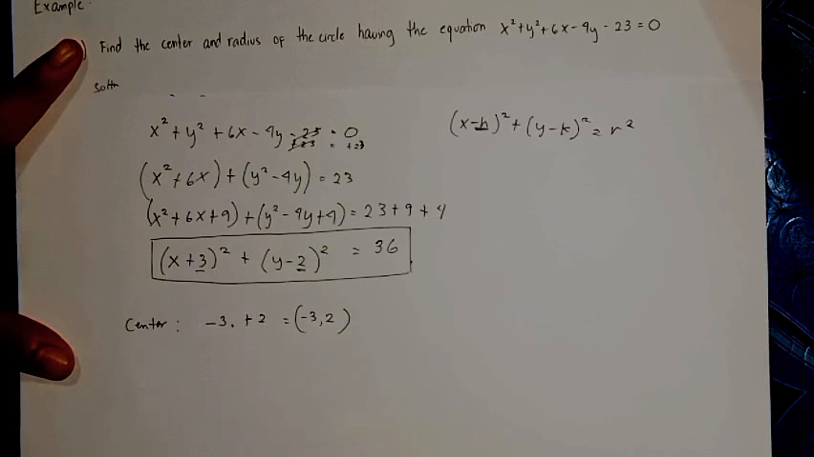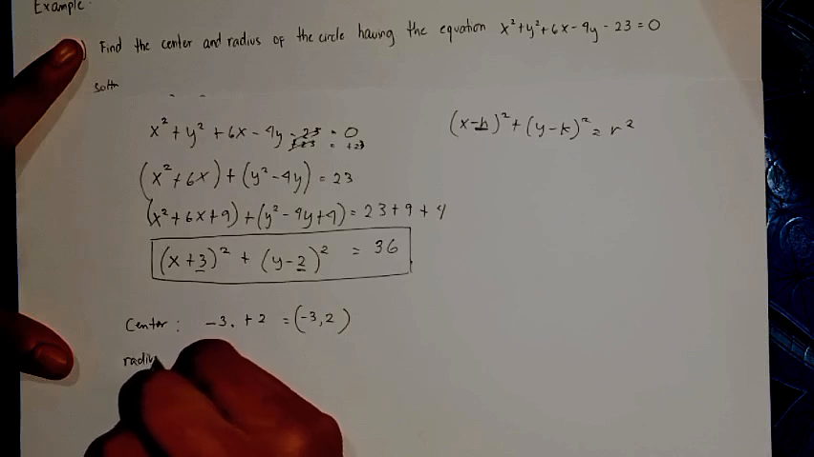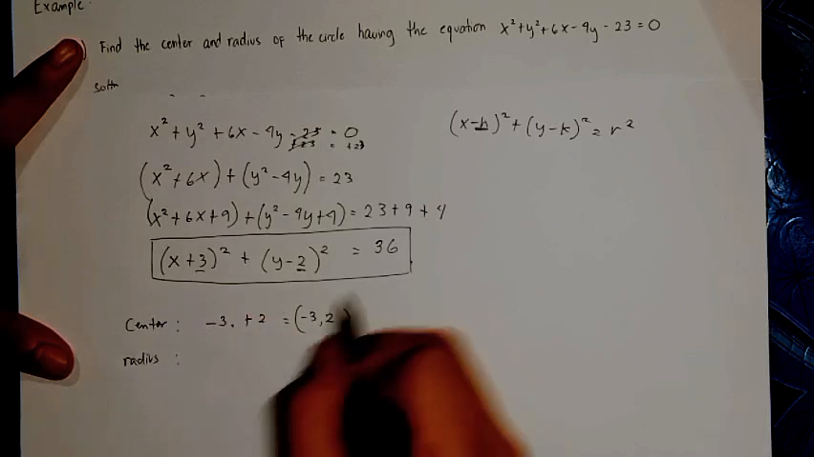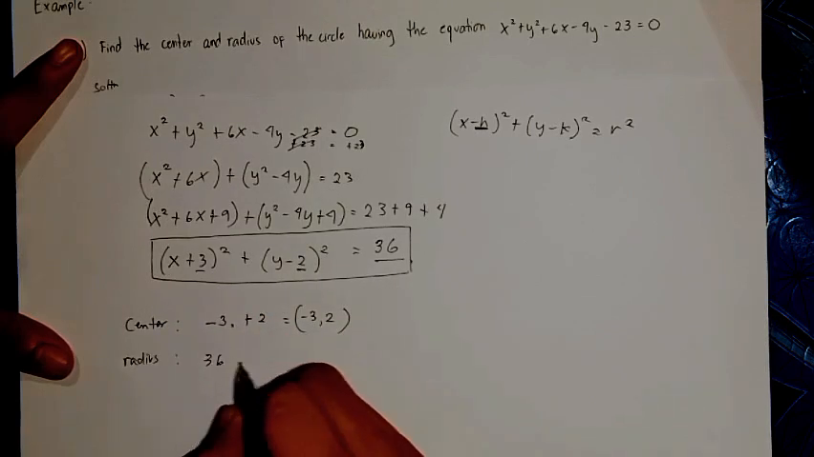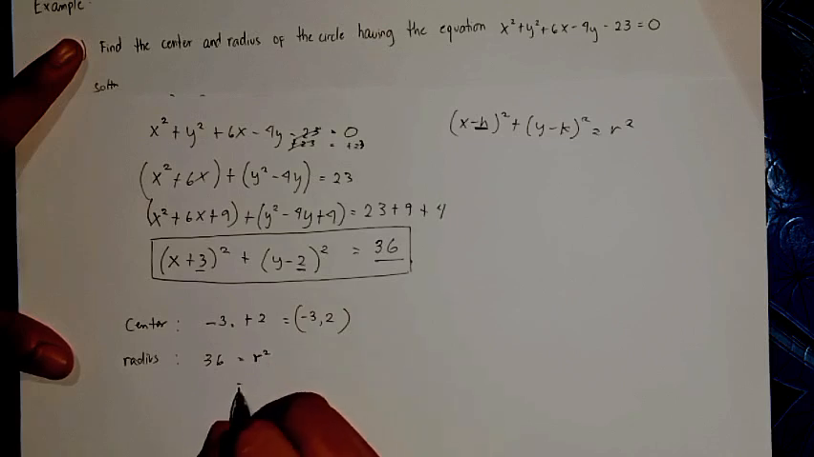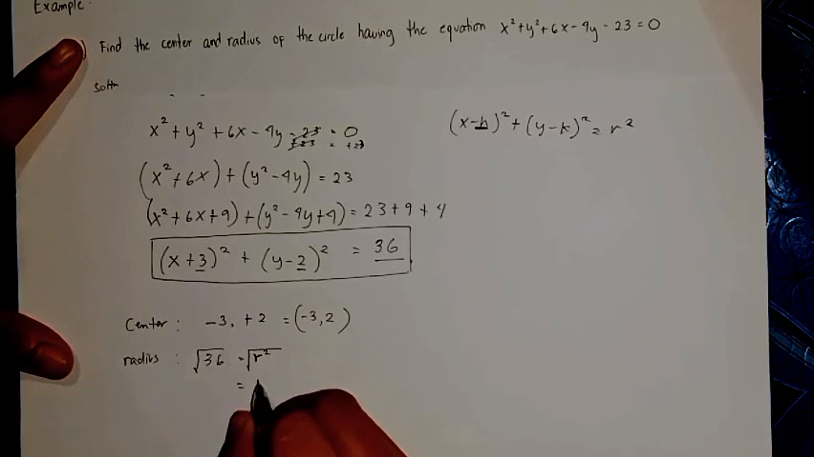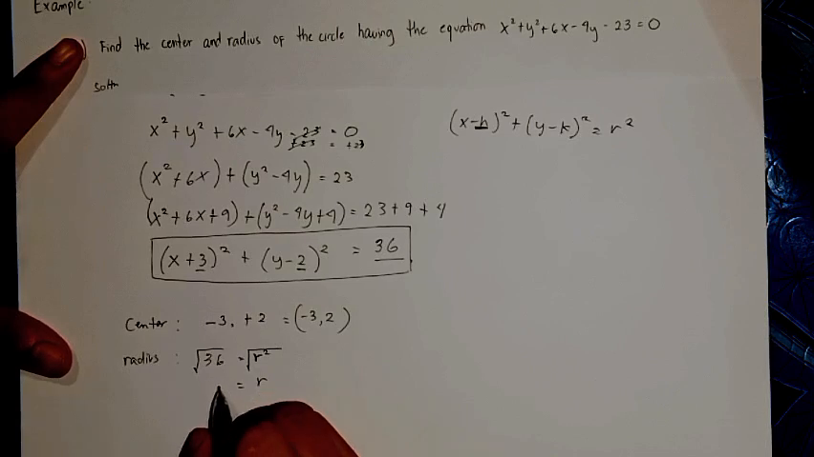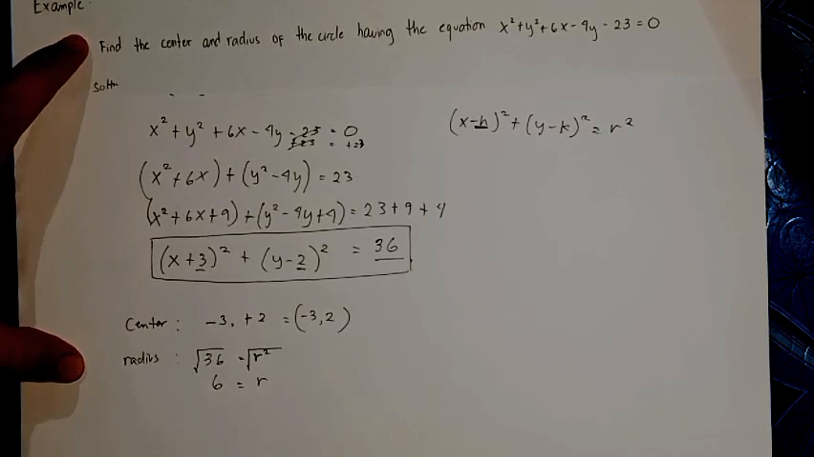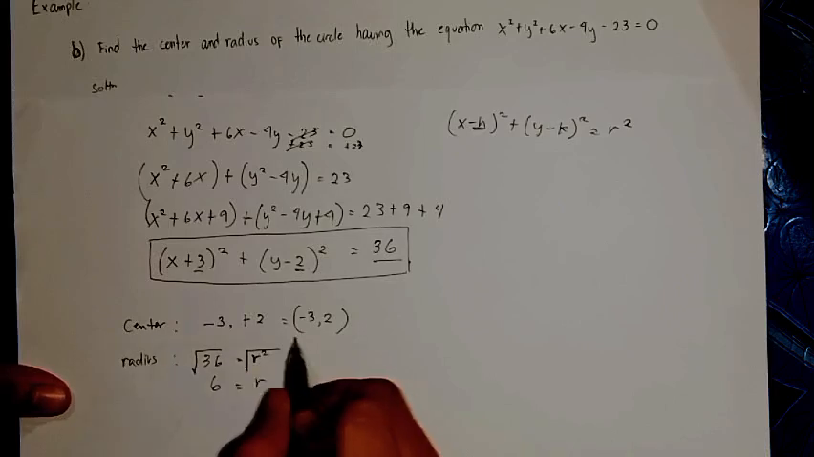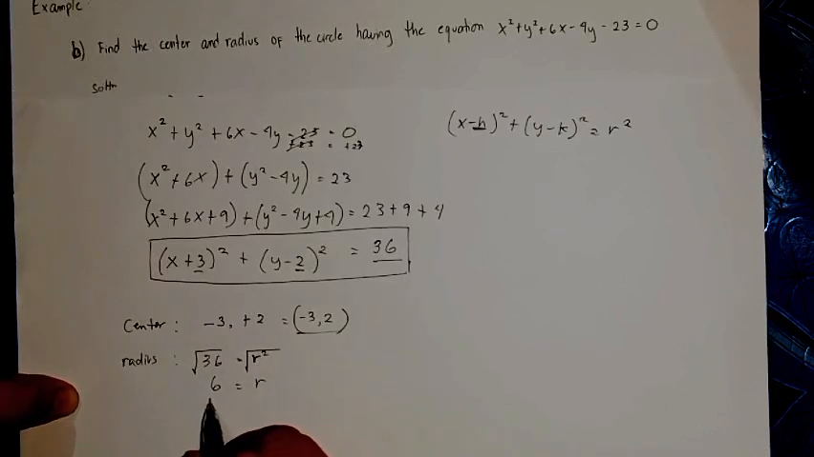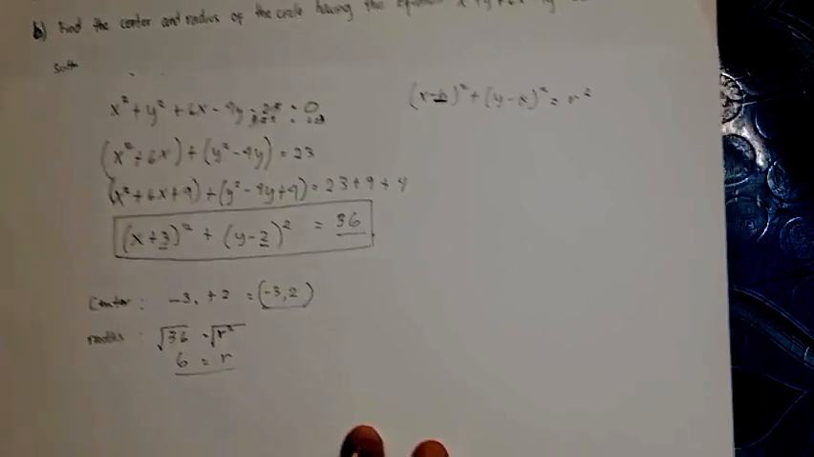Now, how to find the radius? Here, 36 is equal to r squared, so r is equal to 6. Now, this is our center, negative 3 and 2. Our radius is 6. Now, let's graph this circle.